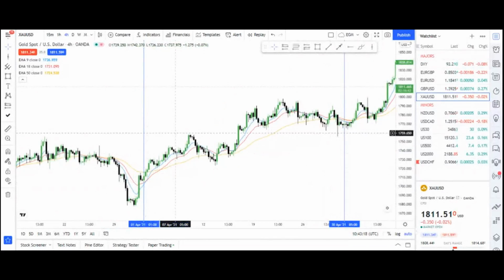In the new month of April, we had the 9 and the 18 crossover. It's telling us that price is bullish. Yes, but we don't want to buy at that moment just because price is bullish. We want to wait for a reaction. The reaction is we want the 50 moving average to cross.